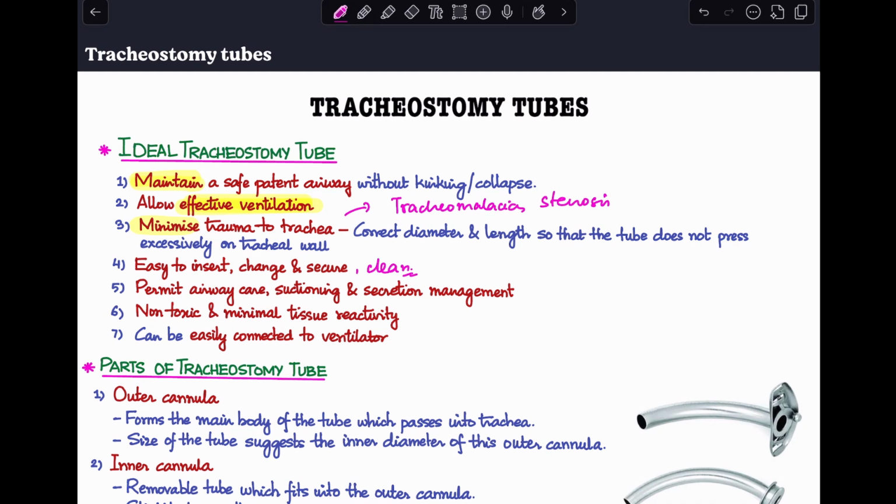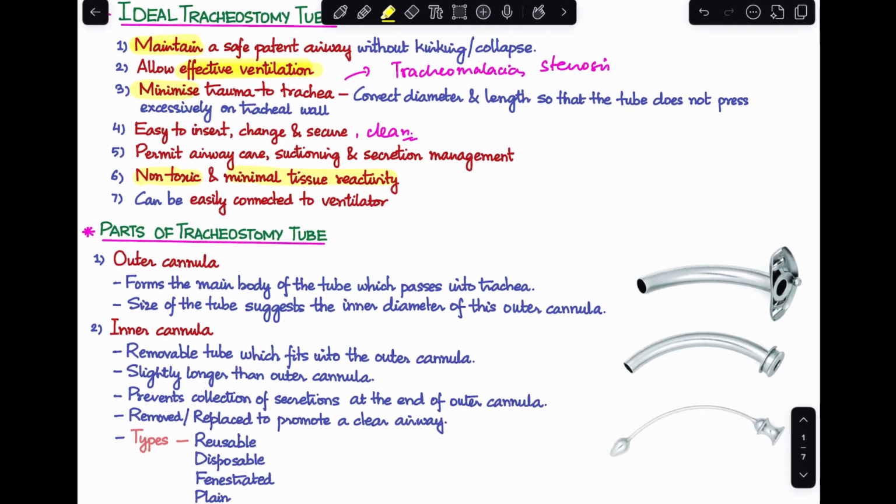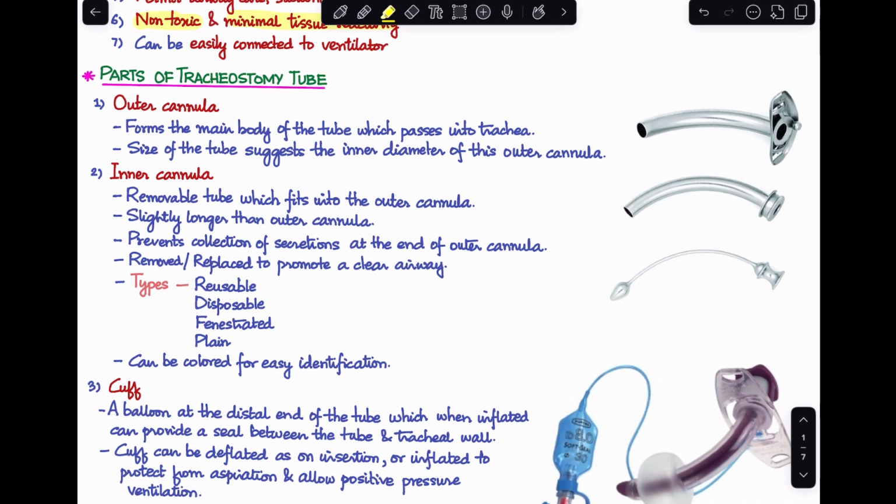An ideal tracheostomy tube should permit proper airway care, suctioning, and management of the secretions. It should be non-toxic and cause very minimal tissue reactivity, and it should be easily connected to a ventilator. These are all the criteria that make a tube an ideal tracheostomy tube. Now let's look at the parts of a tracheostomy tube.